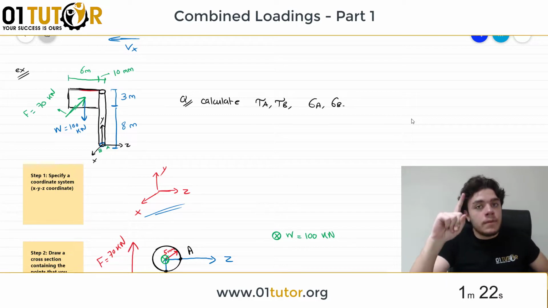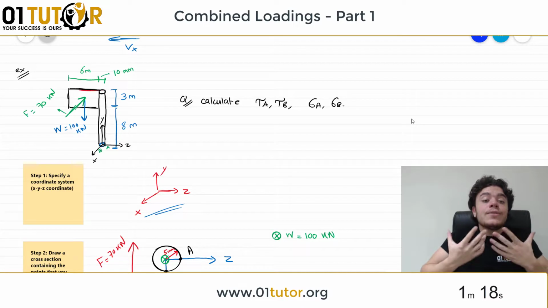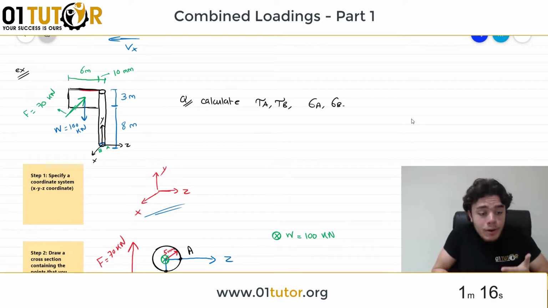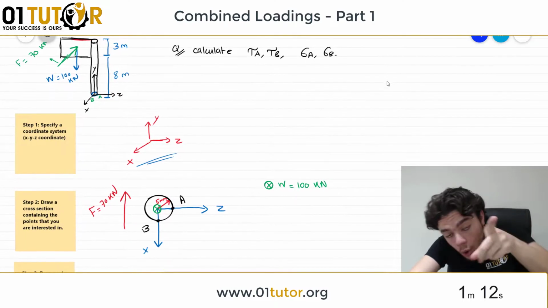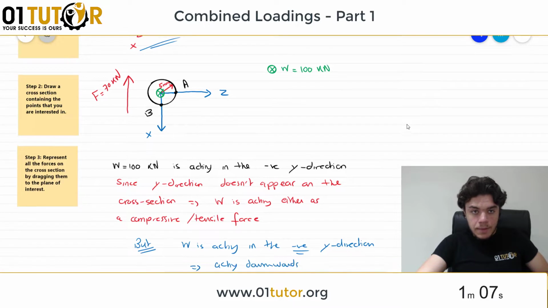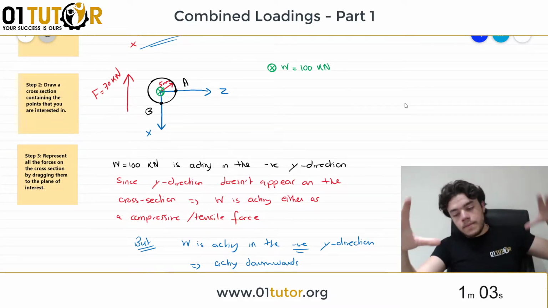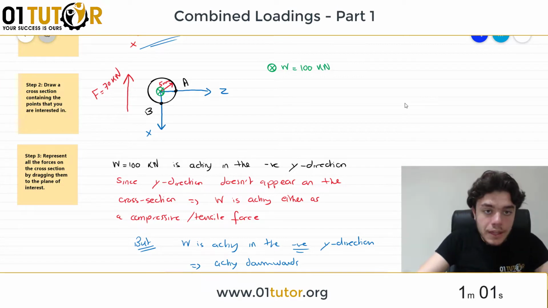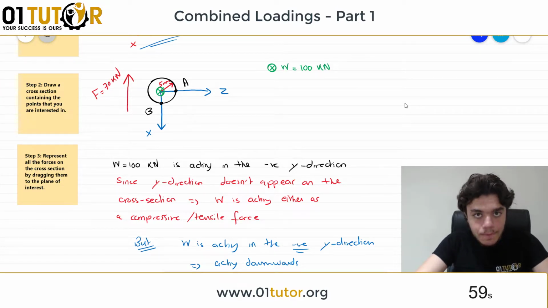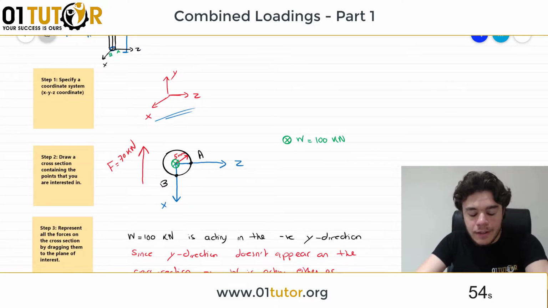The first step is always, if they didn't specify a coordinate system for you, to specify a coordinate system because you're going to work with reference to this system. Step 2 is you're going to draw a cross section with the coordinate system on this section represented. And step 3 is move all the forces on the system to the cross section that contains the point of interest. In this case, they are A and B because we are interested in calculating the shear and normal stresses in A and B.